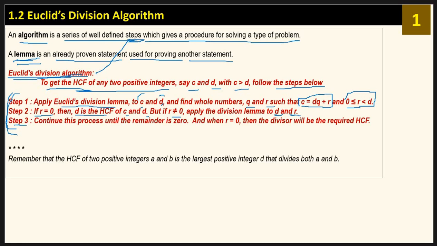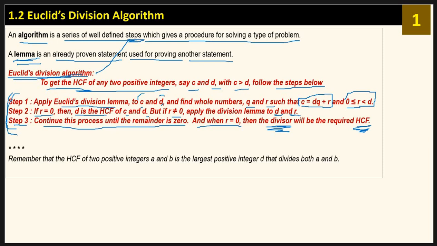Step 3 is to continue the process until the remainder is 0, that is, when r is equal to 0. At that time, the divisor will be the required H.C.F.